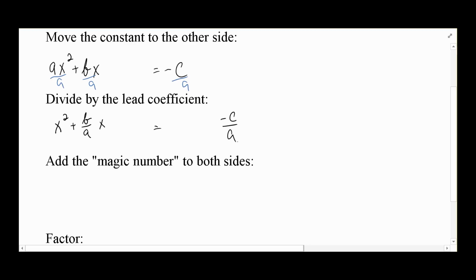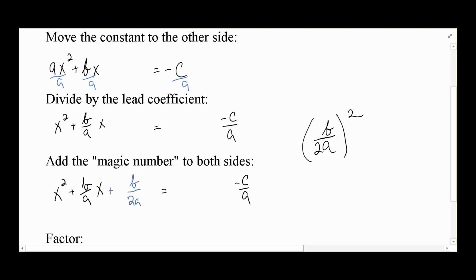Now what's our magic number going to be? Well, our magic number is to take the middle coefficient, which is b over a, divide by 2, which means put a 2 on the bottom, and then square it. So that's our magic number that we're going to add to both sides. So let's go ahead and do that over here. I'm going to write a whole separate step for this. So we are adding b over 2a squared, which means I got b squared. If I square 2, I get 4. If I square a, I get a squared.